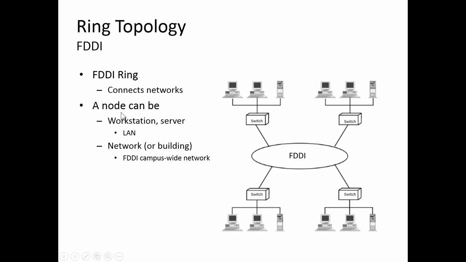And this just goes to show that a node can be a workstation or a server, as in the case of a local area network. But a node can also be a network, as in the case of an FDDI campus-wide network. Each local area network is a node. Now, let's look at the mesh topology.